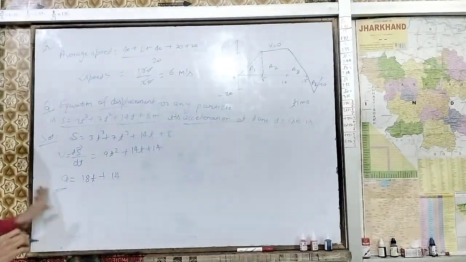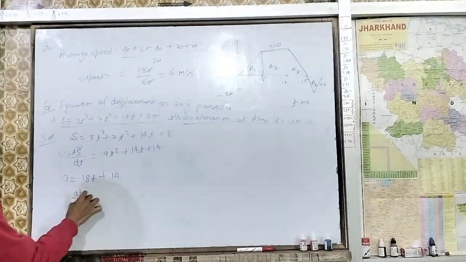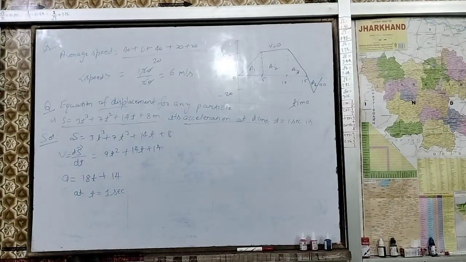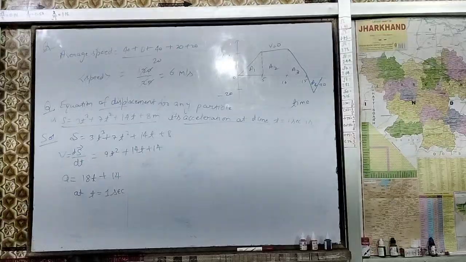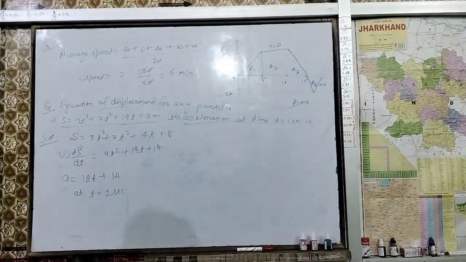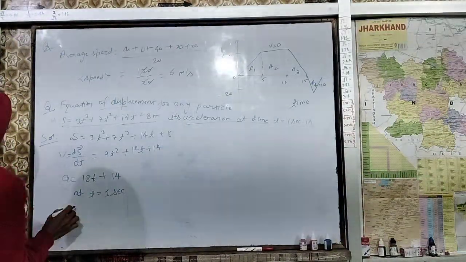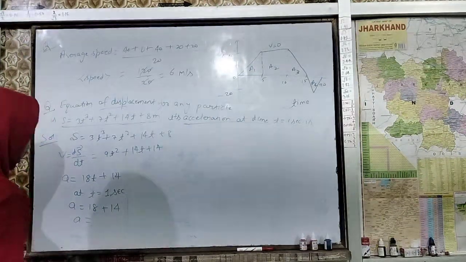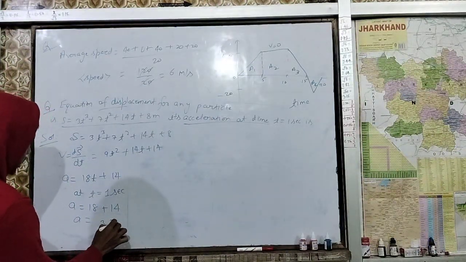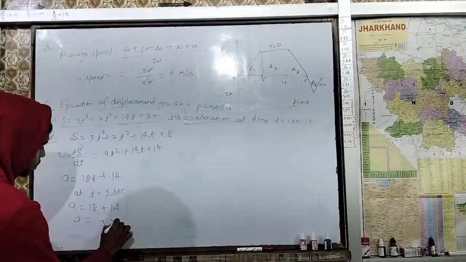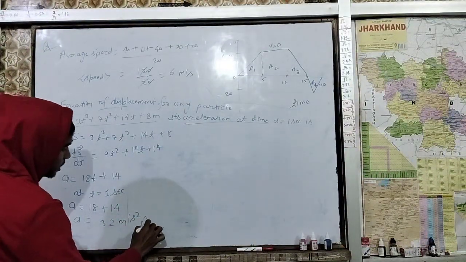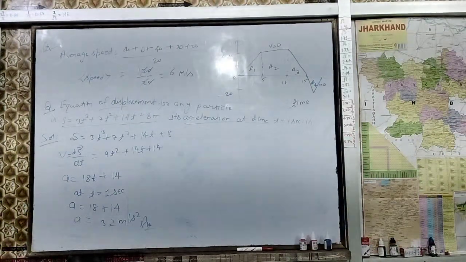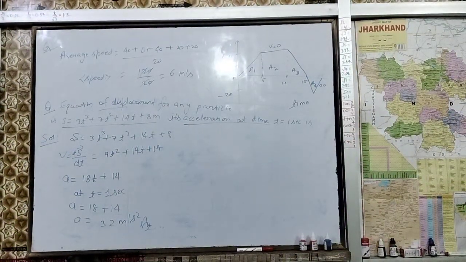Now at t equal to 1 second, what is our acceleration? It is very easy. 18 ones are 18, plus 14. A is coming as 32 meter per second raised to power 2. This is our answer. Yes, this is right.